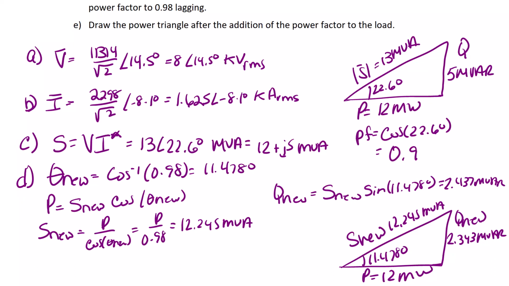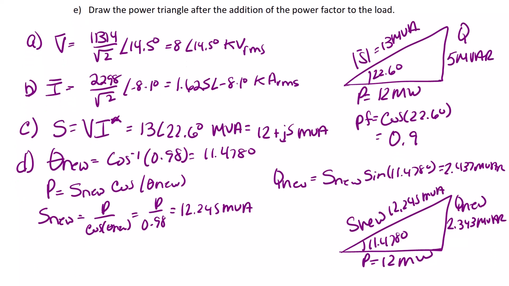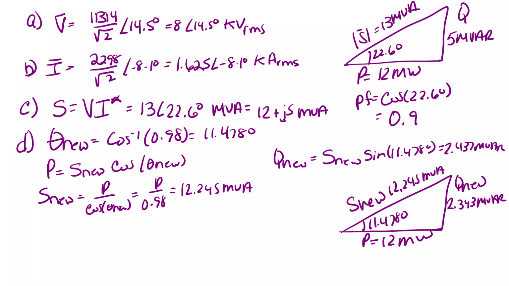And so, if we want to find our new Q for QC, QC is going to be Q minus Q new. So it's going to be 5 meg minus 2.437 meg. So QC is 2.563 megavar.